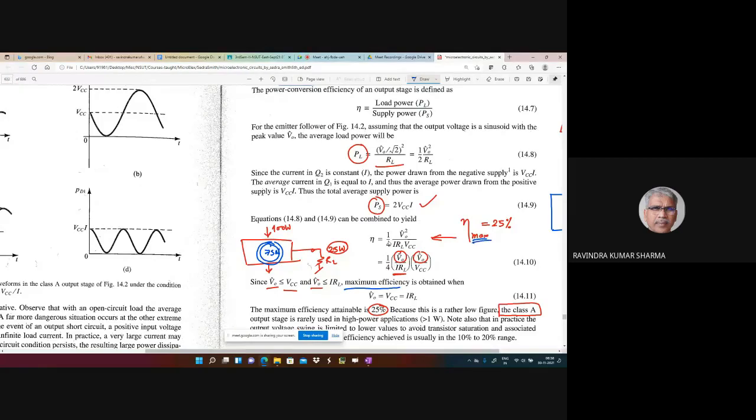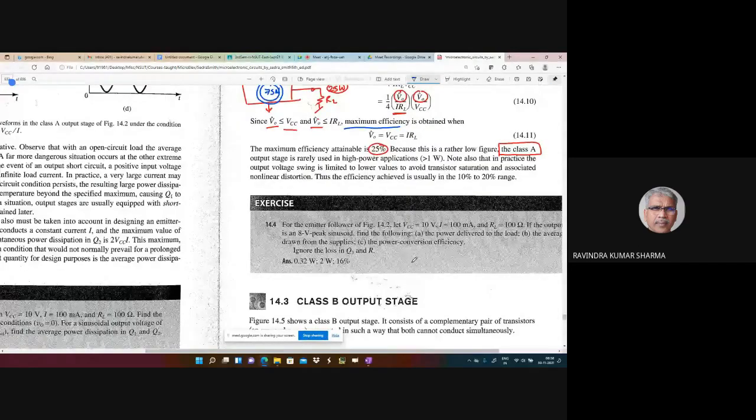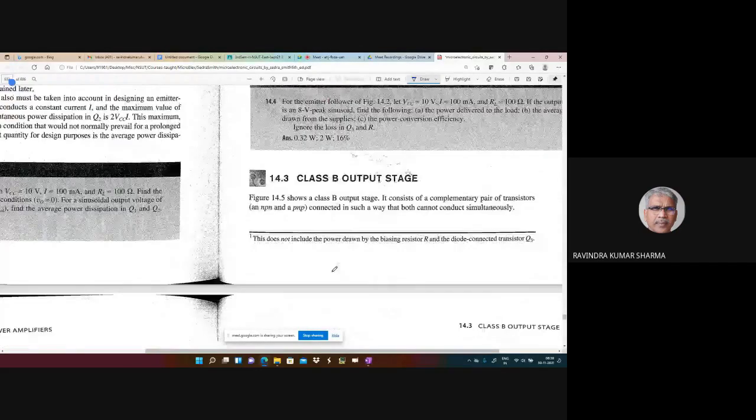That's important, which means it will be always less than 25%, say around 20% in the best possible case. So 80% is getting wasted inside the active device. Is that correct? Is that okay? Now, class A amplifier, in your opinion, is it a good amplifier from the efficiency point of view? No, sir. It is wasting lots of power inside itself. Let us go to class B stage.